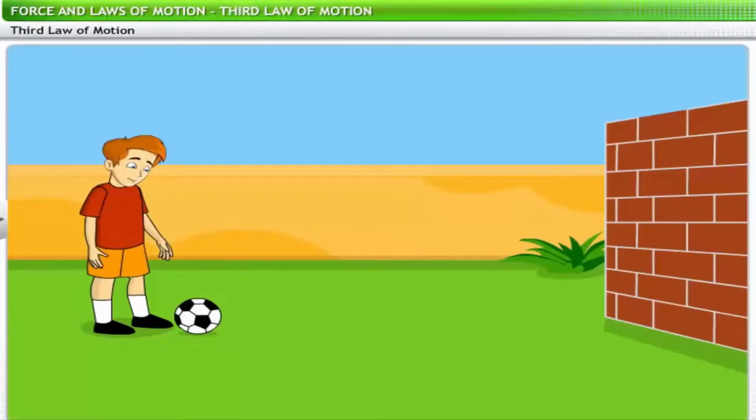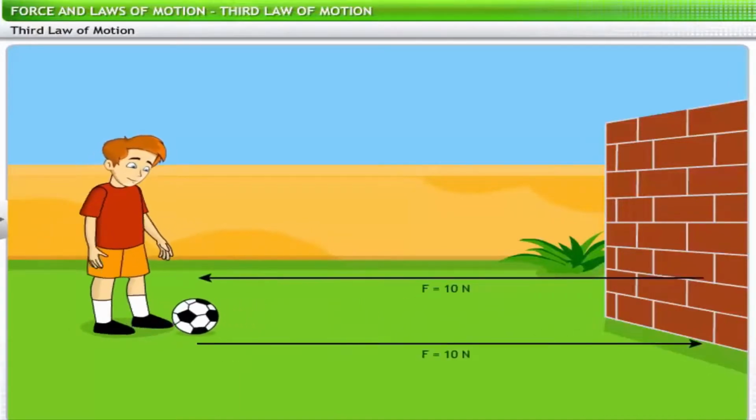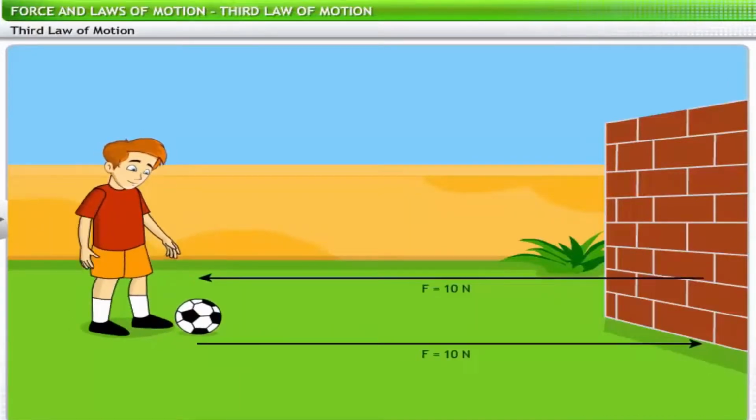Let's revisit the situations we observed at the beginning of this lesson. The boy kicks the ball to the wall, say, with a force of 10 Newton. The wall kicks the ball back with equal force.